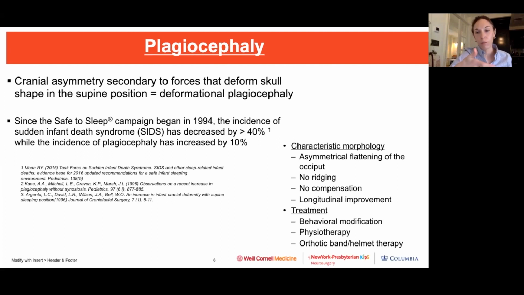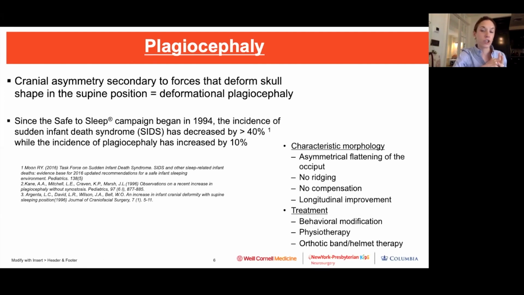You see the characteristic morphology that we just went over, meaning there's asymmetric flattening of the occiput. There's a characteristic lack of ridging. There's a lack of compensation, which we'll go over what that means, and longitudinal improvement, meaning usually this starts to get better over time. You ask the parents if it's getting better or worse, and they say, no, we noticed some flattening. It's getting better.